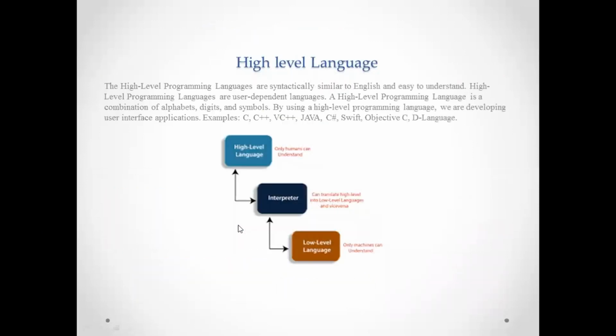Okay, if I talk about high-level languages, there are many examples like C, C++, C Sharp, and Java. High-level languages are similar to English, which means humans can understand them. So there is a need of a translator that helps to compile the high-level language into the low-level language. Then only the machine can understand it.